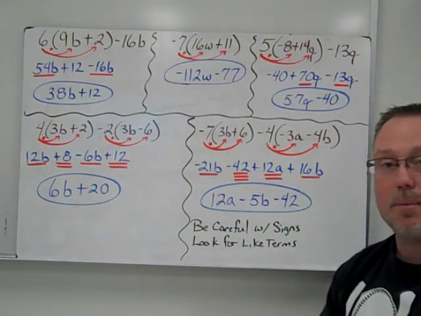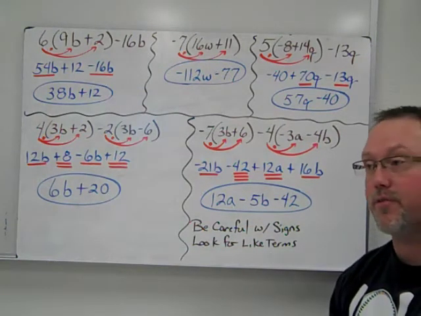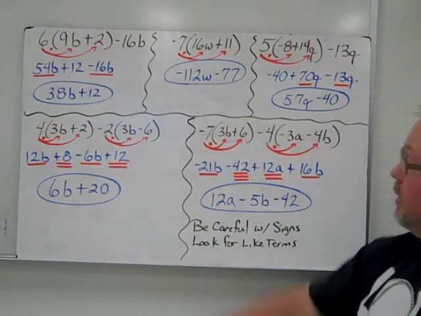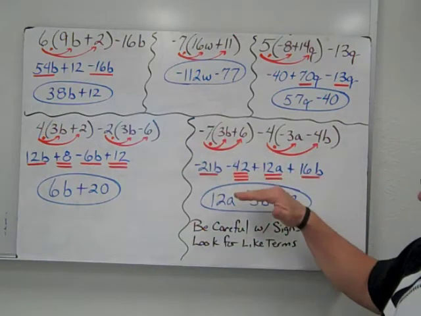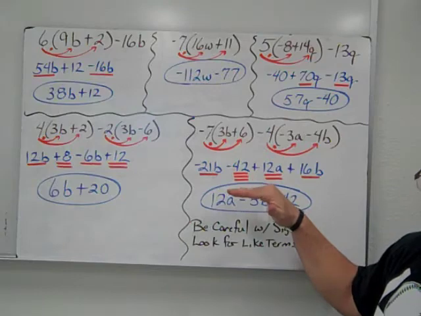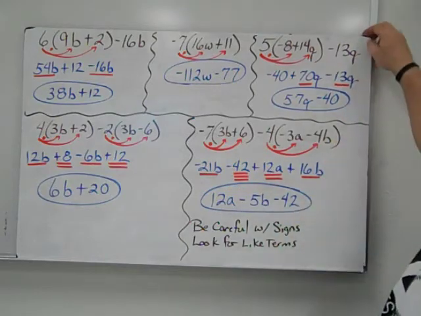Biggest thing that's going to happen is we're going to forget our signs. We're going to forget whether we're multiplying or combining. First step, we're multiplying. Last step, we're combining. So you have to make sure you have the rules.